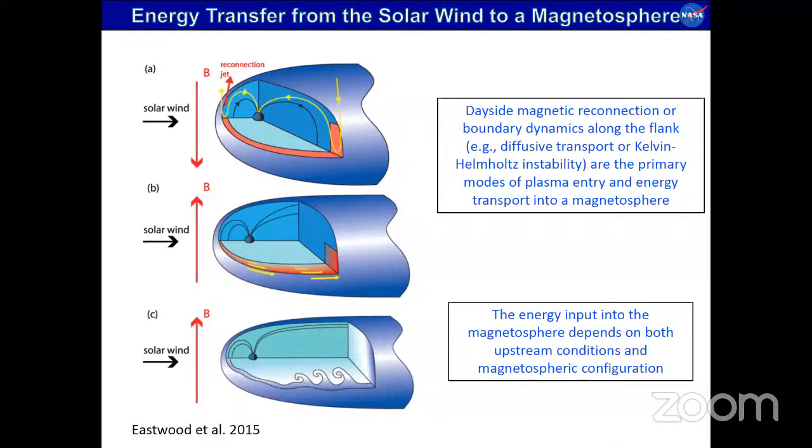And the bottom two I'm going to kind of lump together. It's really this diffusive boundary transport, or Kelvin-Helmholtz, that happen along the flanks, and you do get mixing and exchange of mass and energy into the magnetosphere from the solar wind. And you can imagine that the type of energy input that's dominant depends both on what the magnetosphere looks like, the magnetosphere configuration, and also what the upstream solar wind is doing. And certain conditions will be more conducive than others, and different planets might behave in different ways. Next slide, please.